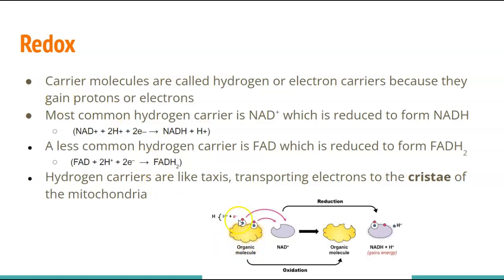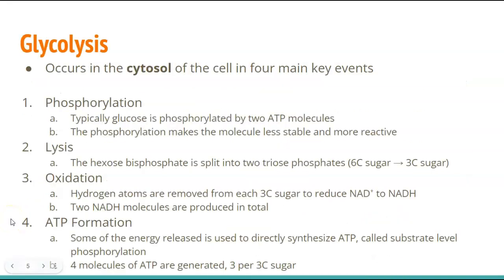But you can see it here, like you have your organic molecule, it gets broken down, and you put those electrons and hydrogen ions into your NAD plus or your FAD, and then you gain that energy and it becomes NADH plus a hydrogen ion, okay? So it helps move things along through this process.